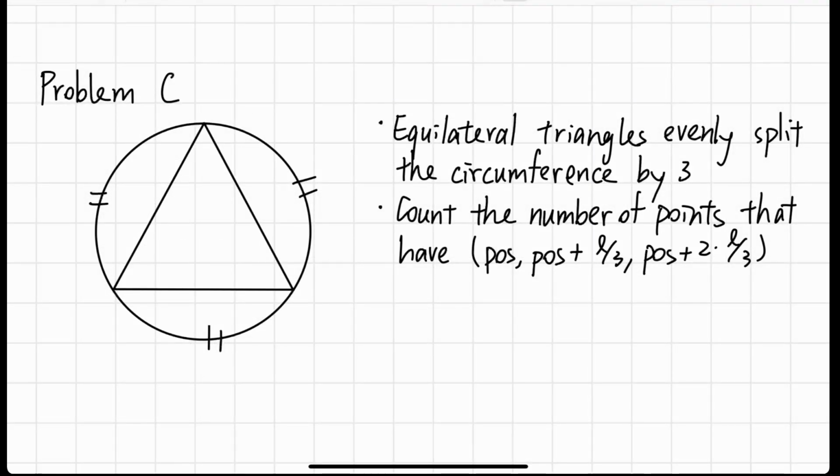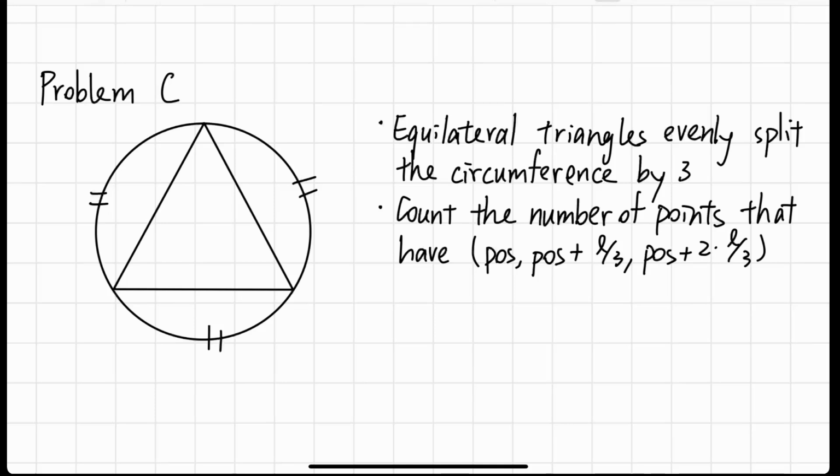For this problem, we know that an equilateral triangle will split the circle evenly by 3, and so these arcs will all be equal. So we can count the number of points that have position plus the circumference divided by 3, and position plus 2 times the circumference divided by 3.